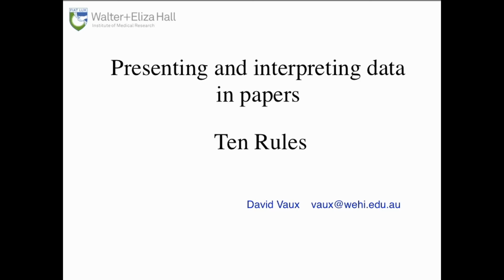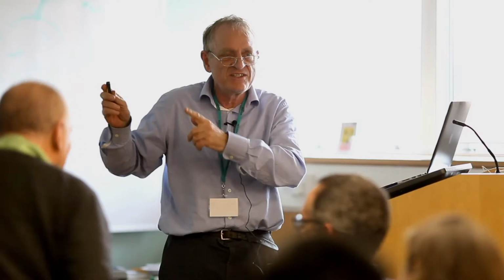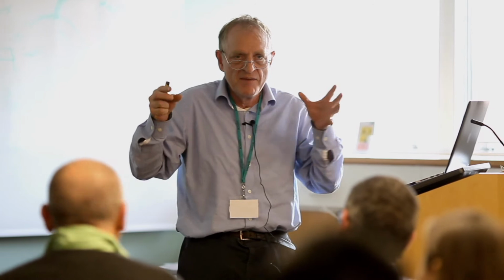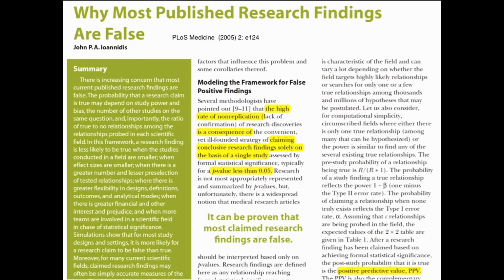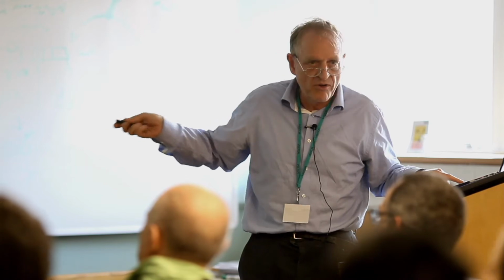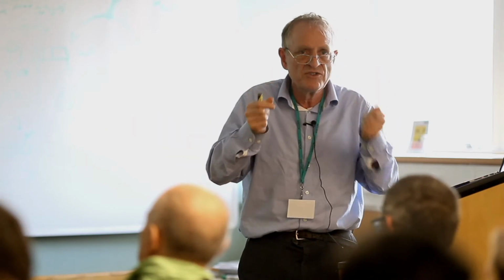So this is my 10 rules talk, where I give 10 suggestions for things to think about when you're putting together data for publication in papers. So this is a paper by John Ioannidis saying why most published research findings are false. So you just have to take his word for it. He's mathematically proven that if you pick up a paper, the conclusions are going to be wrong.